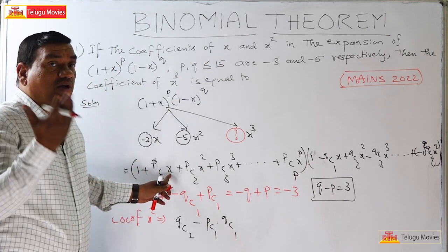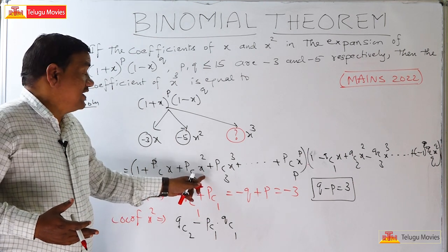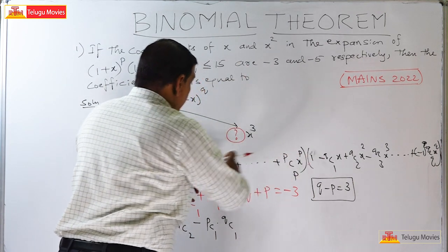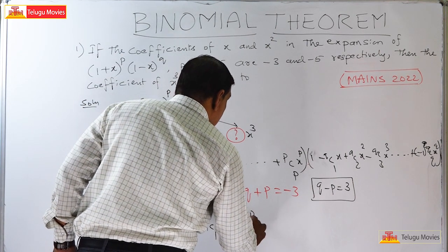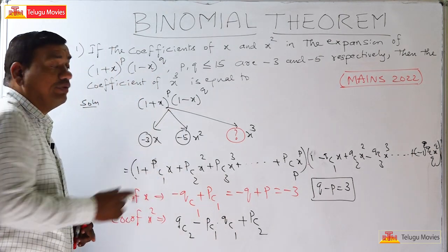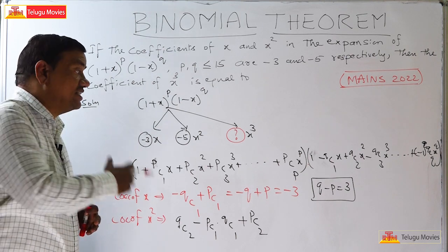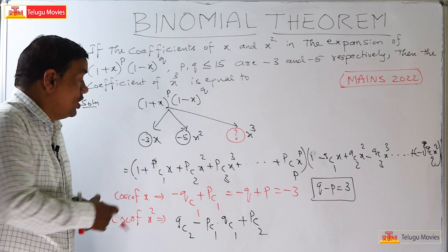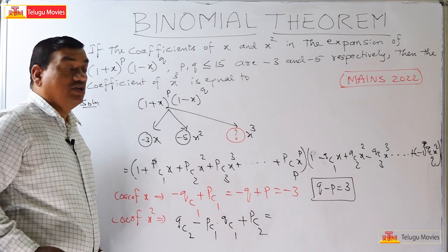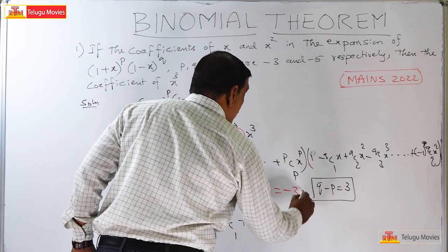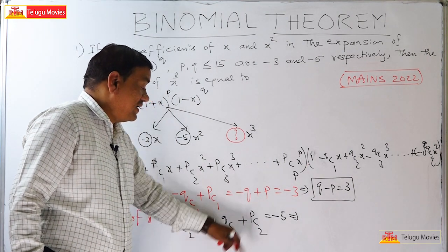Next, whatever number you multiply, you won't get x square; you will get x cube like that. Next one, PC2 into x square. Here x square is there. You multiply with the constant term here, x square into 1 constant term. That is equal to PC2 into 1, that is equal to plus PC2. PC2 into 1, PC2 x square. Okay now. So next, whatever numbers you multiply with this, you will get more than x square. So this is the coefficient of x square, which is equal to minus 5. So here we have QC2 minus PC1 QC1 plus PC2.